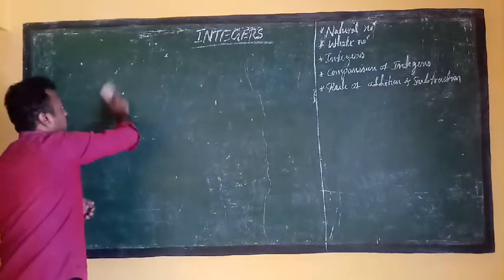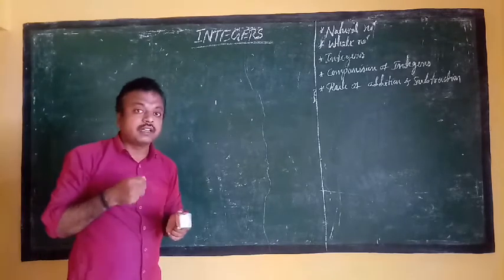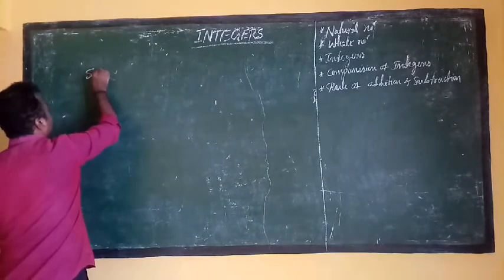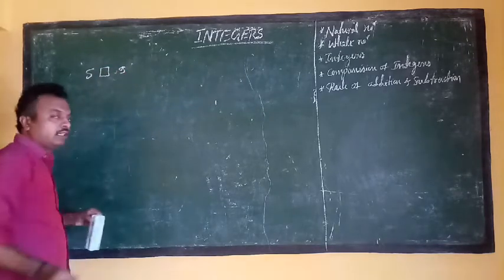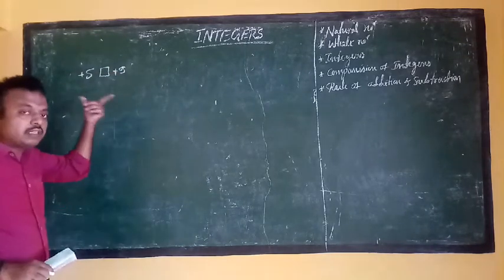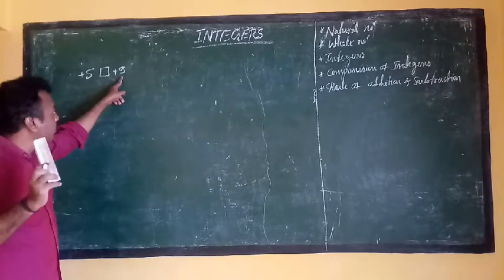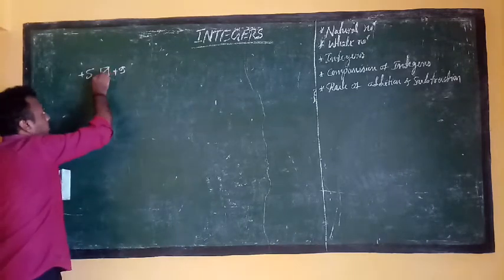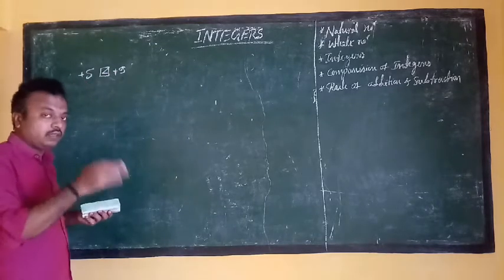Comparison of integers. Okay, students. Comparison means which is smaller and which is greater. I will take one example: 5 and 9. So this is plus 5 and this is plus 9. Both are positive integers with the same sign, so we can easily find out which is smaller and which is greater. So plus 9 is greater than plus 5. Got it? Because they are positive integers, we can easily find out.